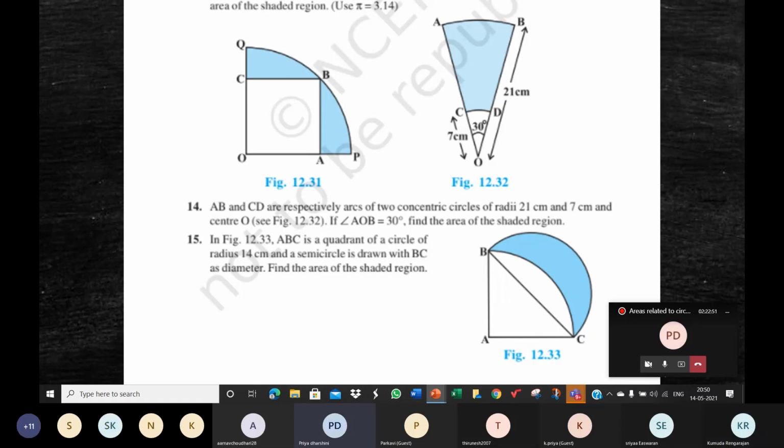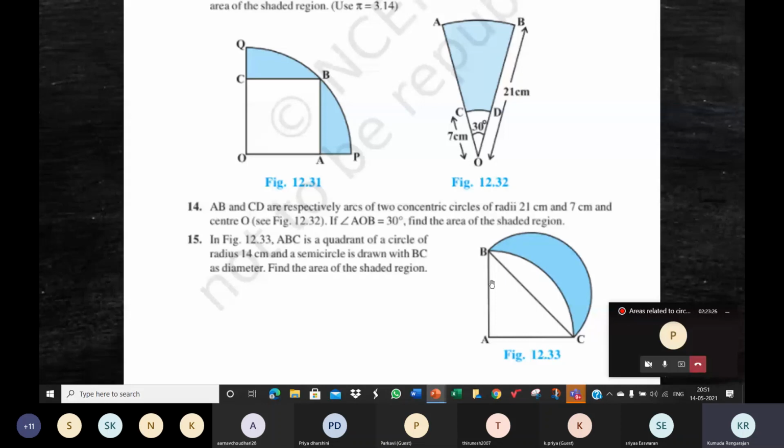Area of quadrant minus area of semicircle, ma'am. Area of the triangle. Area of the minor segment. Arnav, please complete. Ma'am, area of the semicircle minus area of the minor segment. Okay, let's see if that's right. Ma'am, area of the triangle plus the area of the semicircle minus the area of the quadrant. Yeah, that's also correct. Arnav was also right.